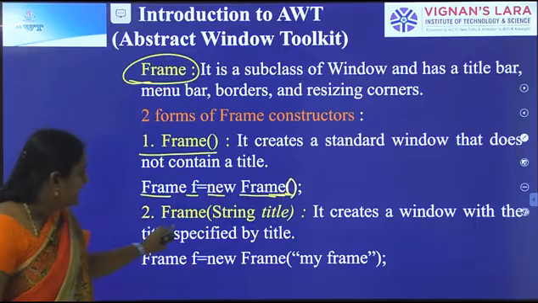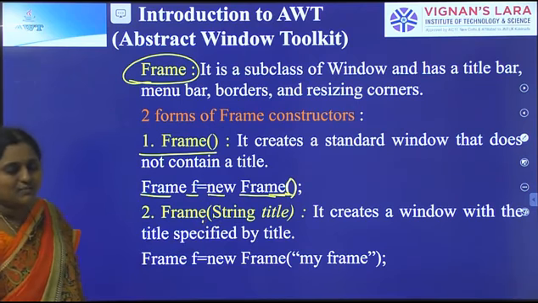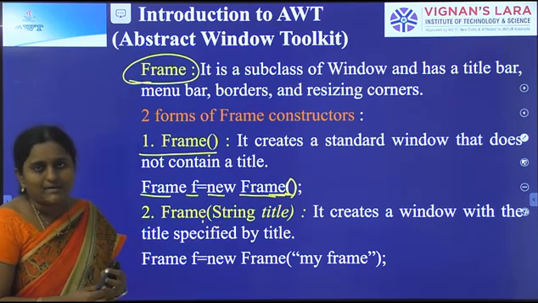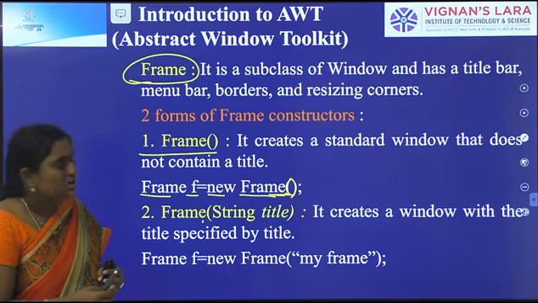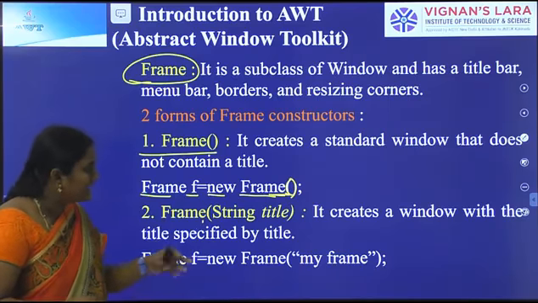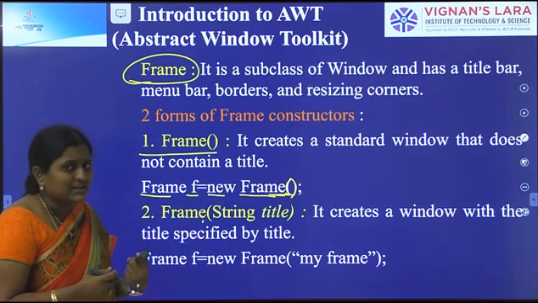Coming to the second constructor, Frame(String title). It is a parameterized constructor. A constructor that takes arguments as parameters is known as a parameterized constructor. Here the frame class takes one argument, that is a string, title.